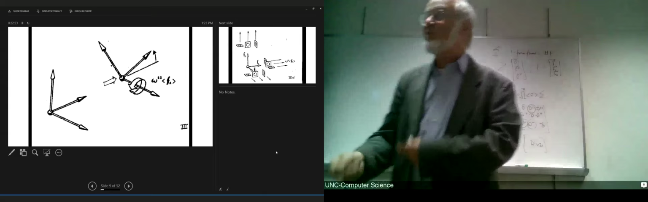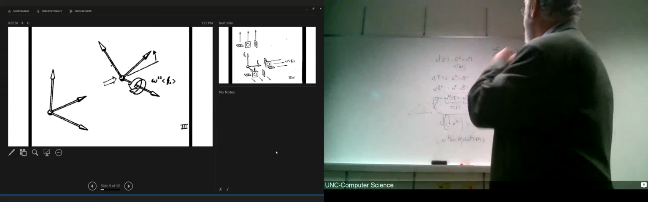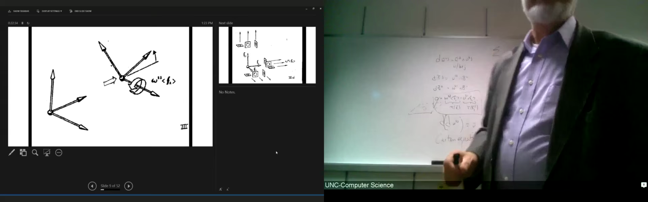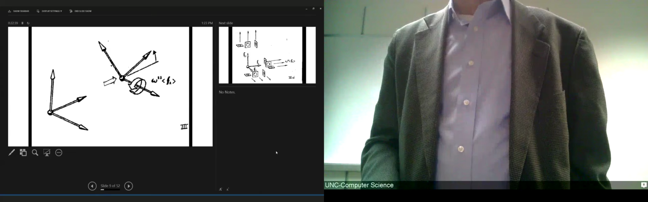I'm a little lost here. What I regard is omega ij should be a scalar instead of vector. Speak louder, I can't hear you. What I'm thinking is like the omega ij seems to me is a scalar.